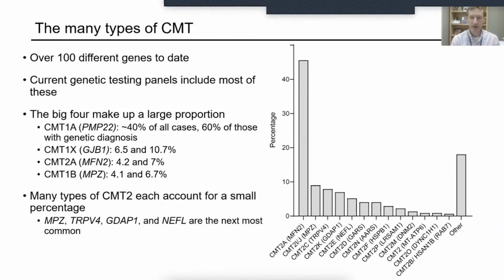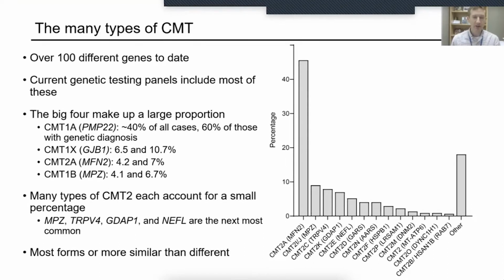This is from the Inherited Neuropathy Consortium patient database, so looking at our own internal percentages. If we look at just type 2 CMT, mitofusin 2 mutations, so CMT2A, make up nearly half of all of those cases in the database. The rest of these genes here, and this is only a partial list, are each less than 10% of all CMT type 2 within this database, and there's still 20% undiagnosed in this group. Of those remaining less common ones, MPZ, TRPV4, GDAP1, and NEFL are the most common among the less common subtypes of CMT.